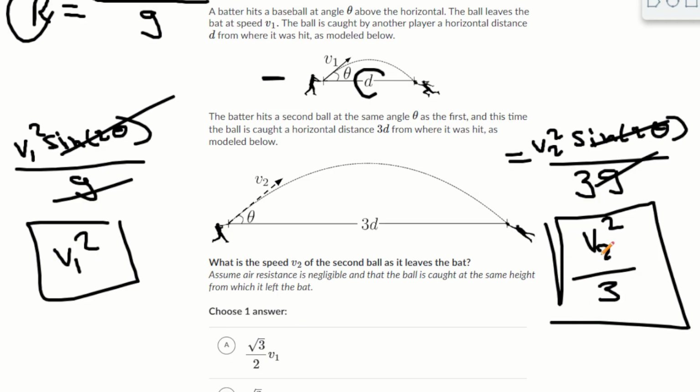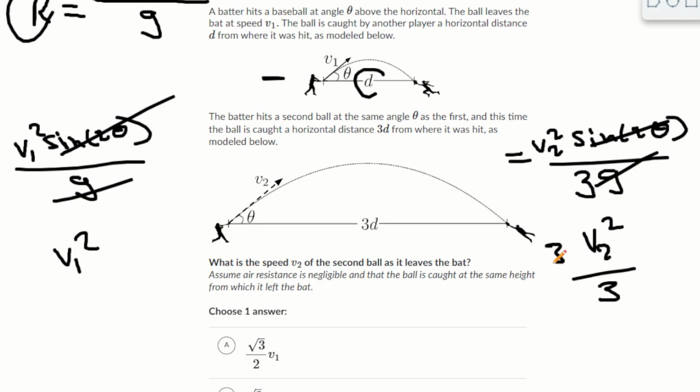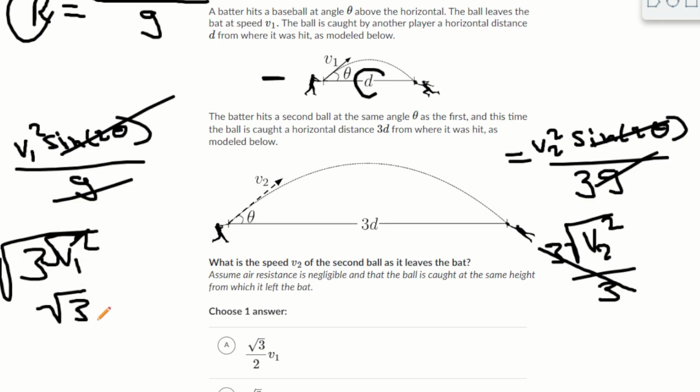And now to get v2 squared all by itself, because it's asking us what is the speed of v2, all we have to do is multiply by 3 to get this away, and then to get rid of the square we would take the square root of this. Taking the square root of that would give us the square root of 3, and since this square can cancel out, this is the same as just taking the square root of each. Square root of 3 times v1.